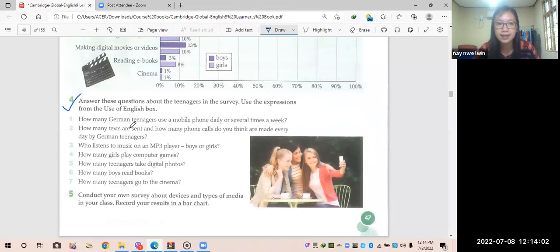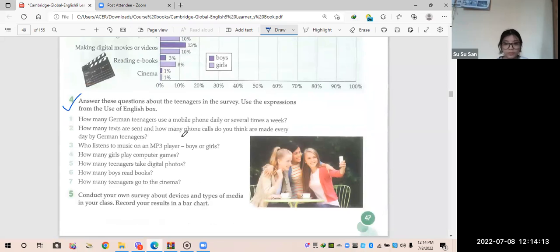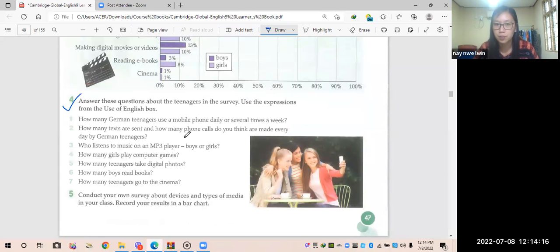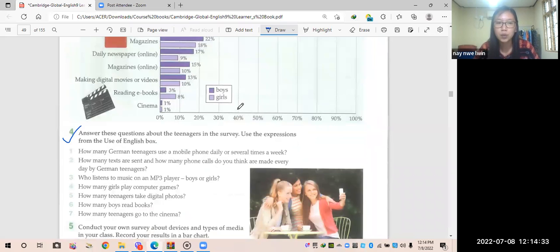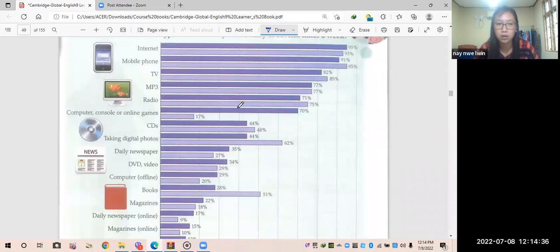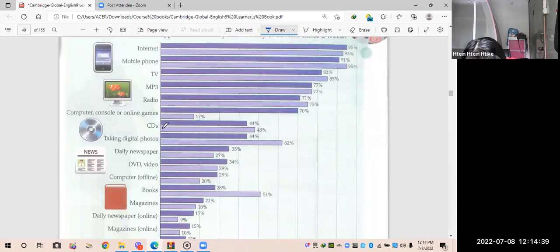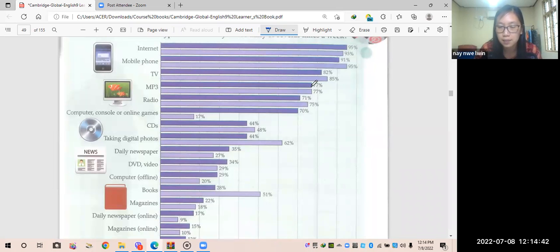Okay, so how about number two? How many texts are sent and how many phone calls do you think are made every day by German teenagers? So you have to give your opinion. So how do you think? Yes, it depends on your opinion, right? So maybe lots or a lot. They may make phone calls with their friends and they may send text messages, right? So we can say plenty or a lot, because they're using mobile phones anyway. Okay, so how about number three? Who listens to music on MP3 player, boys or girls? So both, right? It has the same percentage. So both, yes.